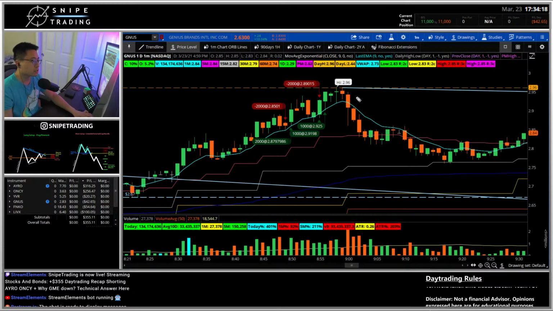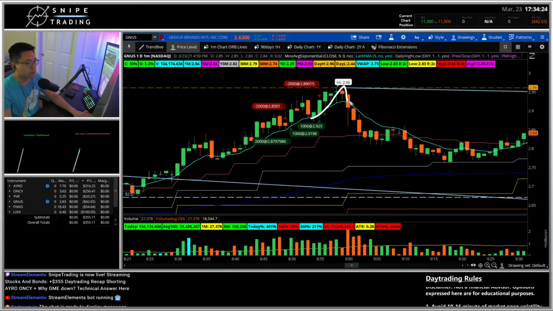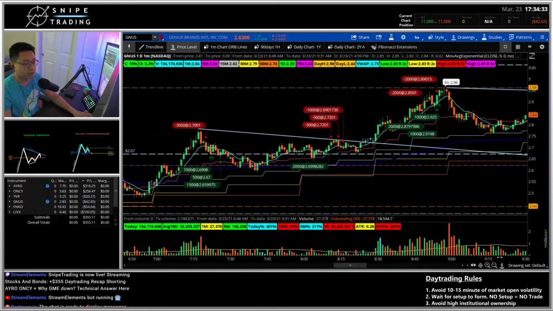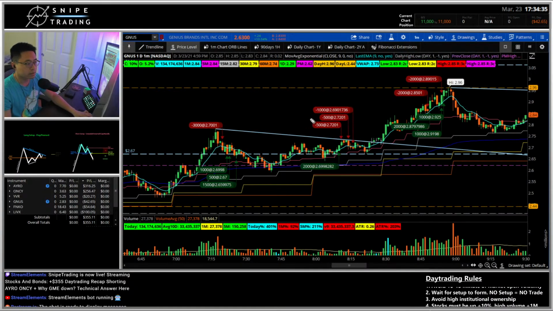And then on the third time, I was like, okay, I'm going to wait till it breaks down. But it didn't give me a setup. I was hoping for a lower high here and then a break, but it just kind of went straight back down. So it was kind of annoying. But overall, I gave away my early profits in the morning and took a few losses there. So that's a $42 loss on GNUS.